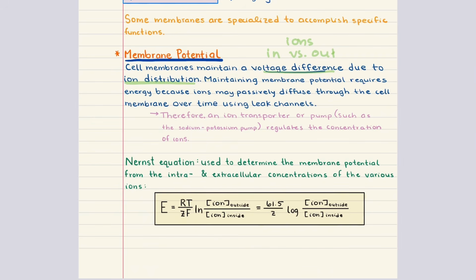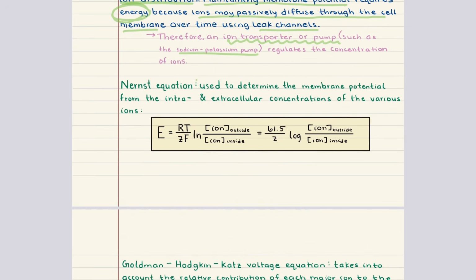And maintaining a membrane potential, that's going to require energy because over time, ions tend to passively diffuse across the membrane through leak channels, and they're going to move down their concentration gradients. To then counter this, cells use ion transporters or pumps, things like the sodium-potassium pump, for example, to actively regulate ion concentrations. Then to quantify membrane potential, we can use the Nernst equation, which allows us to calculate the equilibrium potential for a given ion based on its concentration inside and outside the cell.